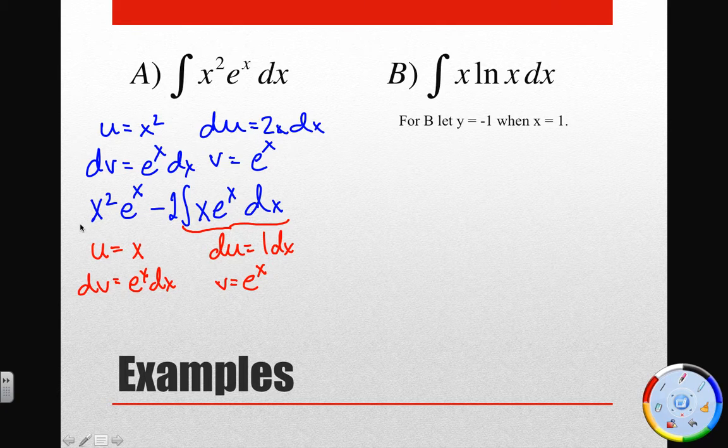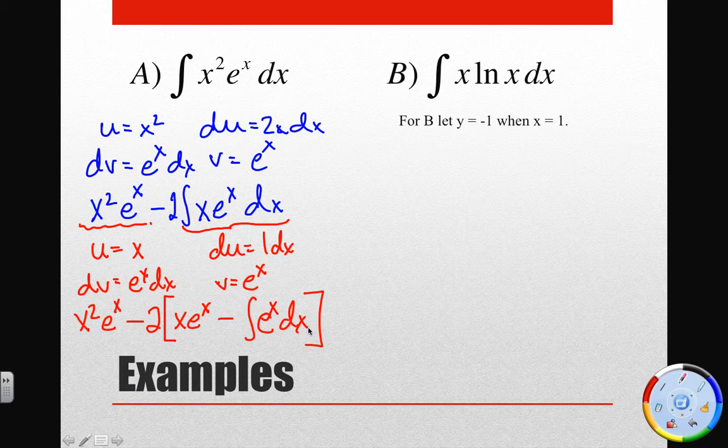Which means now we have this piece from before. So we have x squared e to the x minus 2 times... Now I have to split this integral up. So this integral is going to be uv minus the integral of v du. Well, now this is easier solved. Okay, so last final step here would be, I've got x squared e to the x minus 2x e to the x.